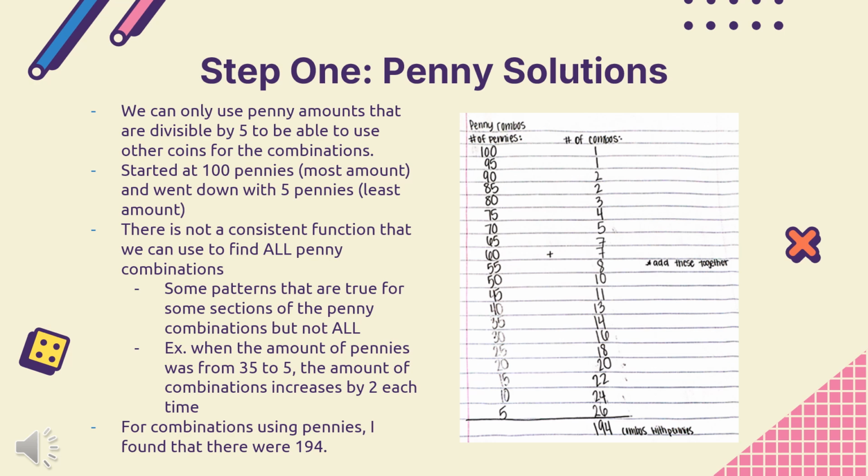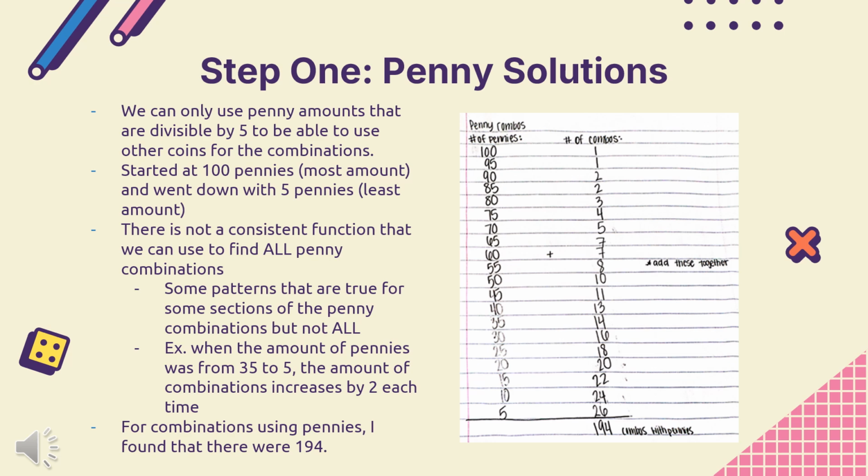Hello, this is Hannah. So I was in charge of step 1, which is finding the penny solutions. And I figured out that there would be 20 different amounts of pennies that we would need to figure out the combinations, because we can only use penny amounts that are divisible by 5 in order to use other coins. So then I went from there and I started with 100 pennies because that's the most amount of pennies we can use. And then I went all the way down to 5 pennies, which is the least amount of pennies we can use other than 0.